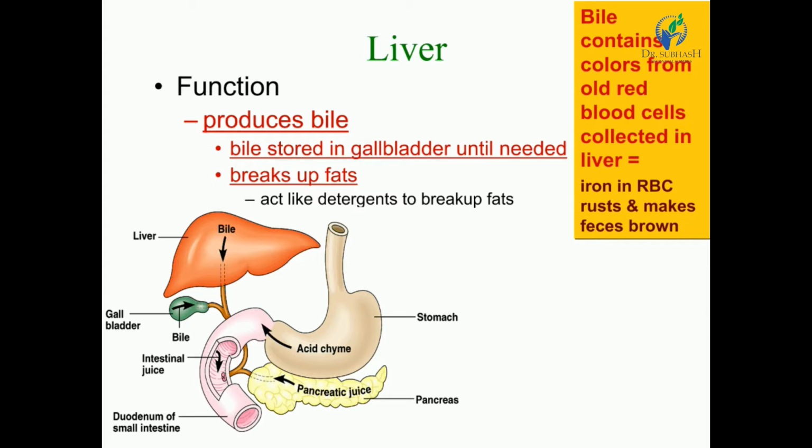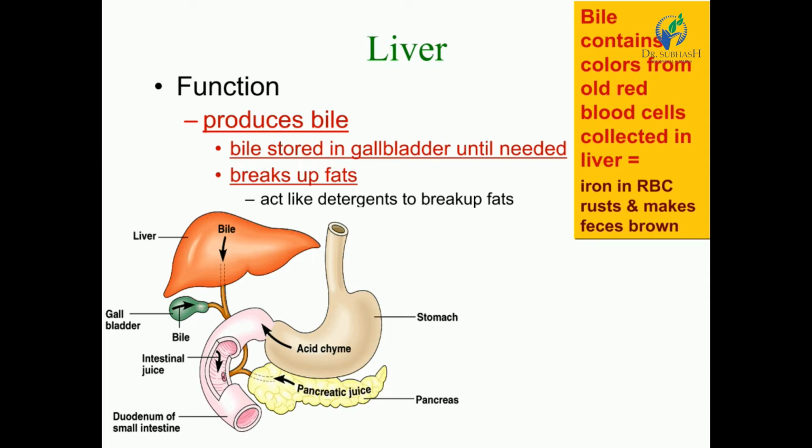So here we have already discussed the functions or the physiology of the liver, that it produces bile, and further that it is stored in the gallbladder until it is needed, and it helps in the breakup or the chopping of the larger globules into smaller globules, and even helps as a detergent to break up the fats.